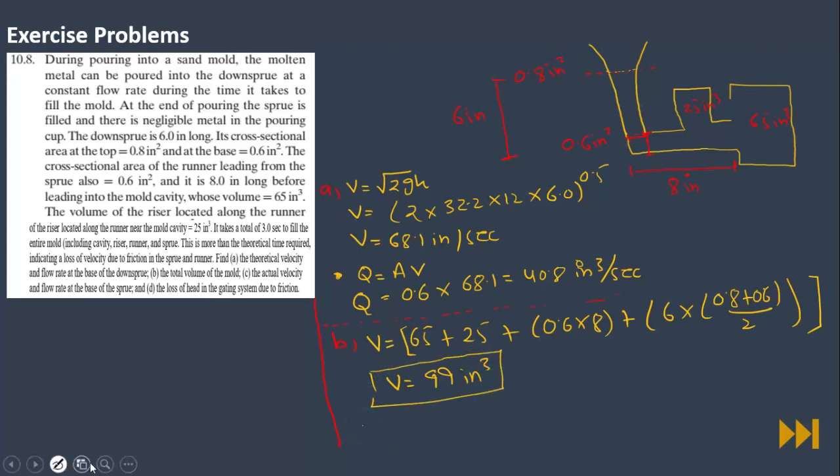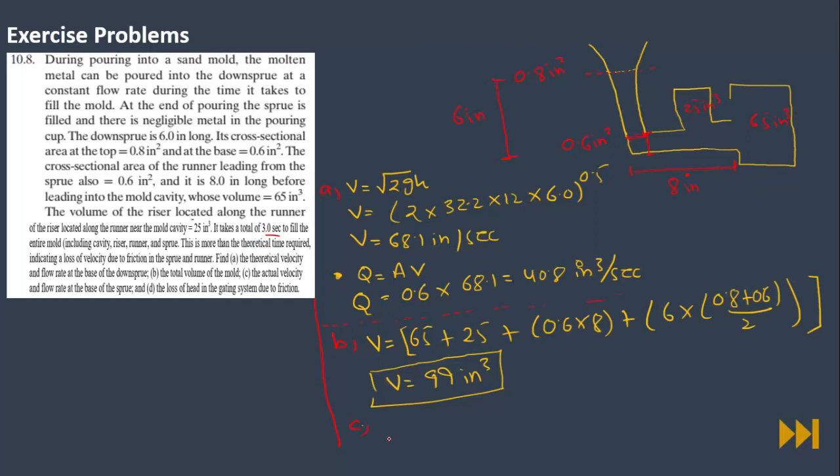In the third section, it asks for the actual velocity and the flow rate at the base of the sprue and the head loss. So in section C, it asks about calculating the actual velocity and the flow rate based on the actual time, that was 3 seconds, and as the statement says, it is more than the theoretical time.